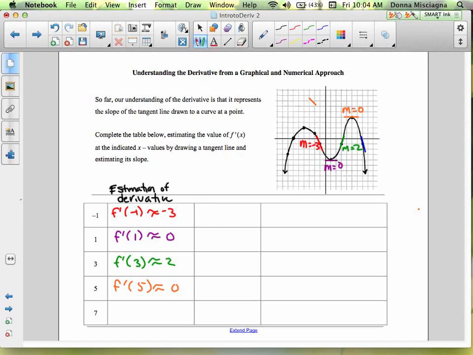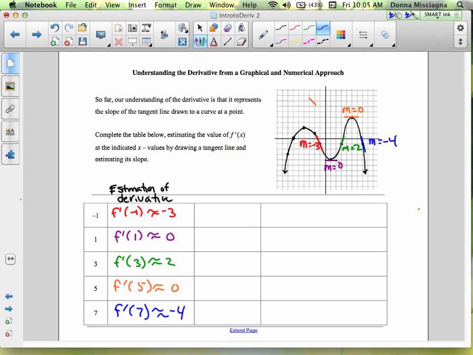And then 7, right, pretty steep line there. I'd say it's even steeper than negative 3. Let's call that negative 4. That looks like it might be about negative 4. So f prime of 7 is approximately negative 4.